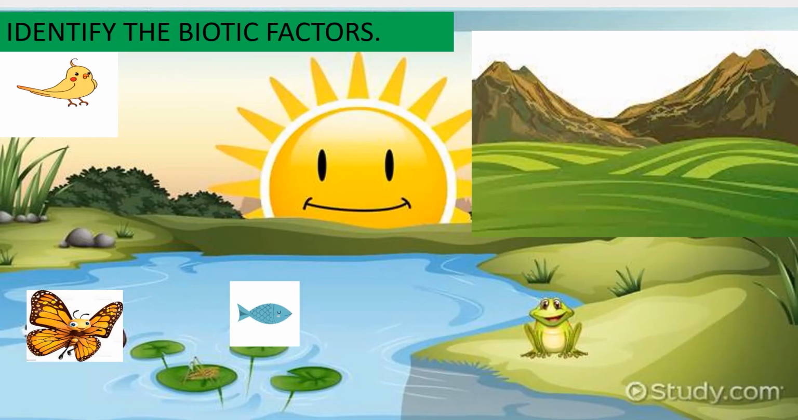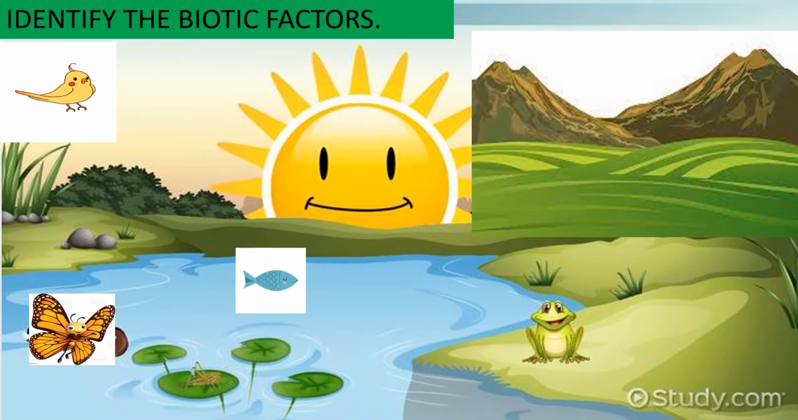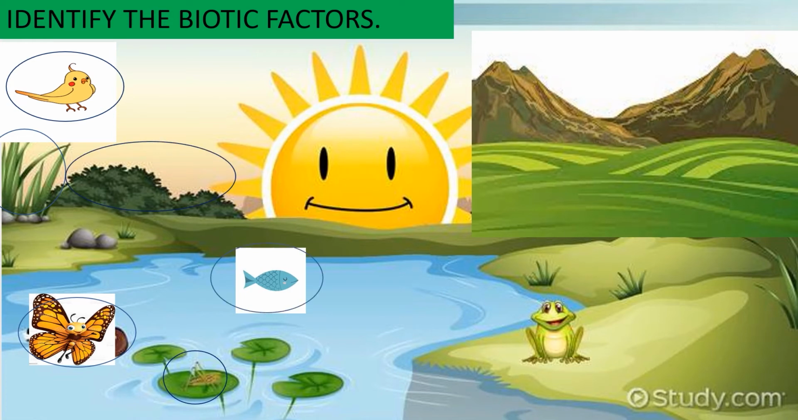After discussing the different factors in the ecosystem, let us look at the picture. Identify the biotic factors or the living things. Let's see if you're correct. The bird, the butterfly, grasshopper, grass, shrubs, fish, the leaf or plant, and the frog.